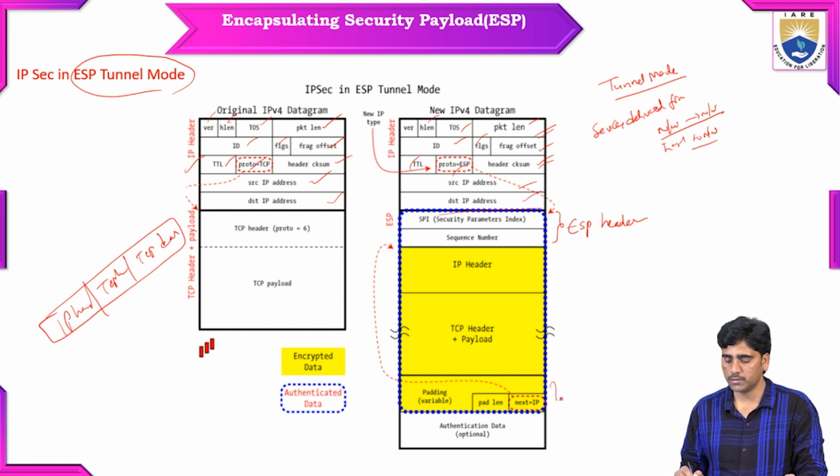And here the ESP trailer is added, and here the ESP authentication data. So what does the ESP header contain? The SPI, security parameters index, and a sequence number.